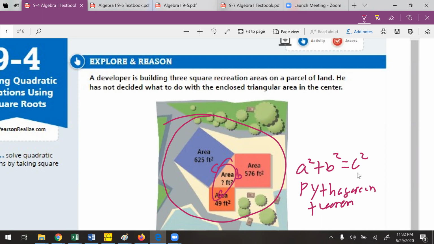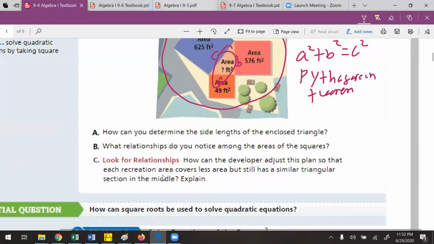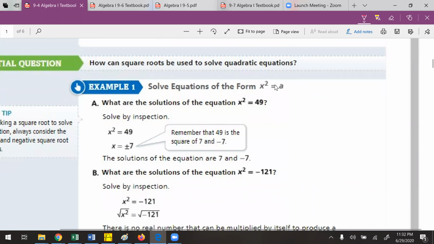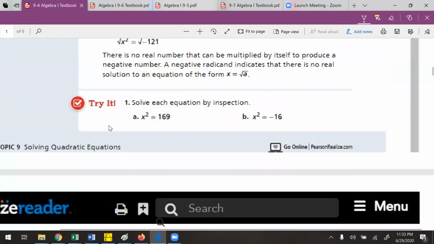We're going to skip this for now because in focus, we're going to talk about how we solve when it's just an x squared. Well, remember, x squared equals 49. If I square root, I get two answers. It's 7 and -7. It can never equal a negative, because whenever we square root a negative, it's not possible. Let's look at an example here.